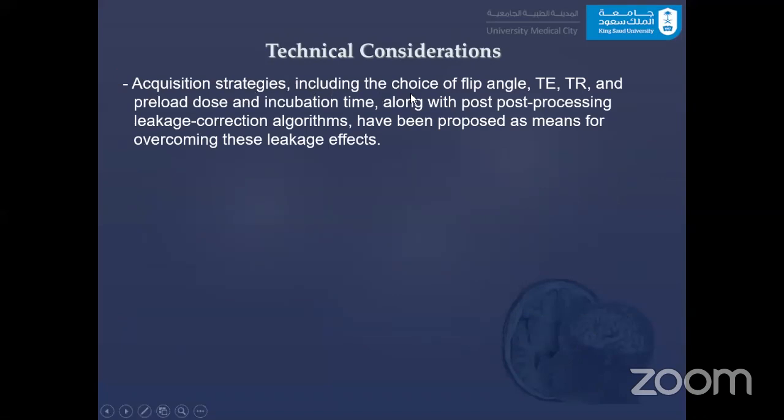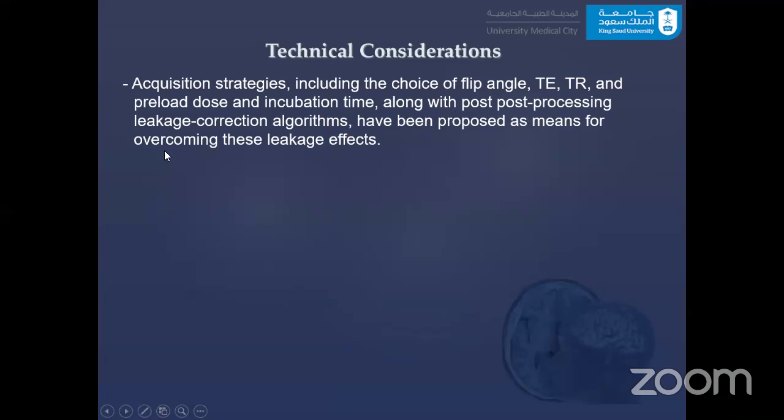Acquisition strategies include the choice of flip angle, echo time, repetition time, preload dose, and incubation time. Incubation time means how long we wait after the first injection. So we divide our injection into 2 doses. We do a small amount, a quarter of the amount for example, and then do, for example, FLAIR and other sequences, and then we do another bolus with the remaining contrast. The time between is called incubation time.